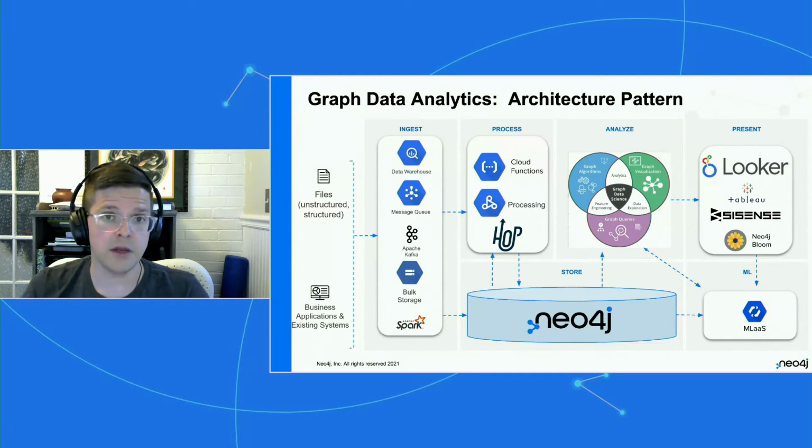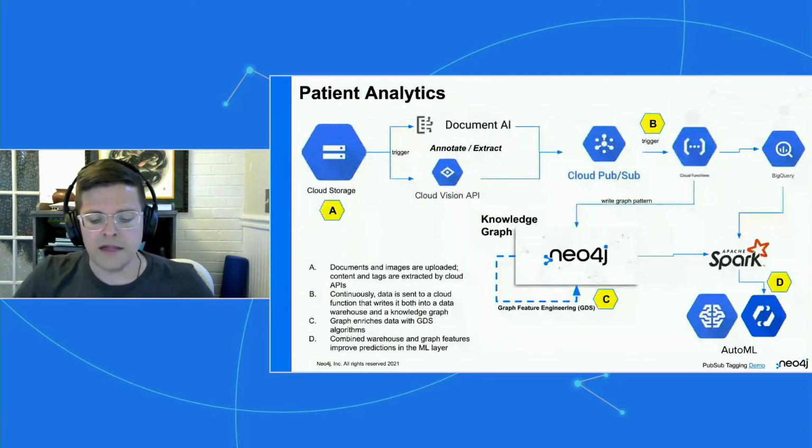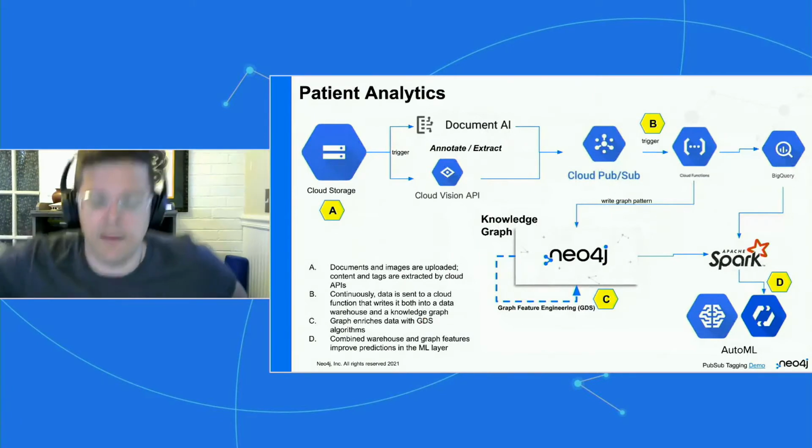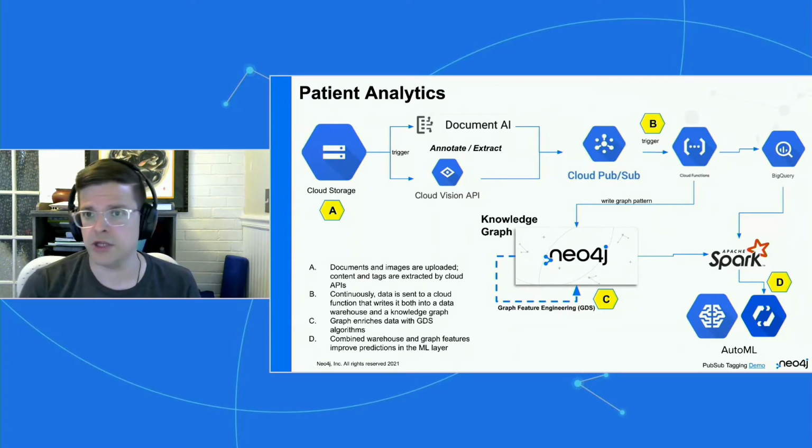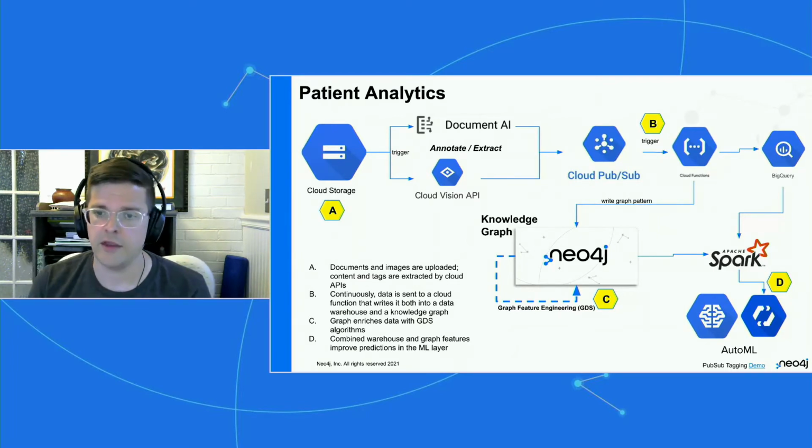A lot of times they're going to be using very similar technologies from the ingest and the process layer to do that data egress on the other end. So let's get more specific with another example. This comes from a case I was working on recently where a customer was doing some patient analytics. They were using healthcare data and they wanted to know about patient outcomes.